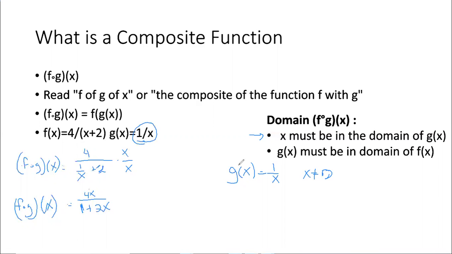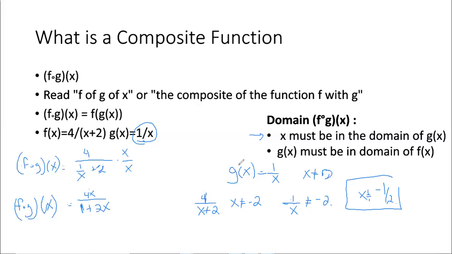So we need to take a look at f of x. We have 4 over x plus 2. And again, our denominator can't be equal to 0, so we need to exclude where x is equal to -2. But we don't want x, we want g of x. So we need to find the value of x such that g of x is equal to -2. So we have 1 over x does not equal -2 for our exclusion. We multiply both sides by x, we divide by -2, we get x equals -1/2. So we need to exclude -1/2.